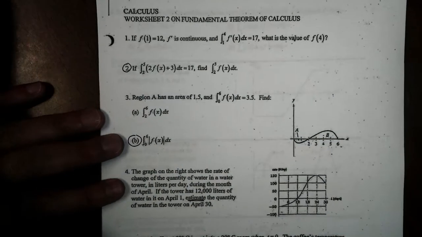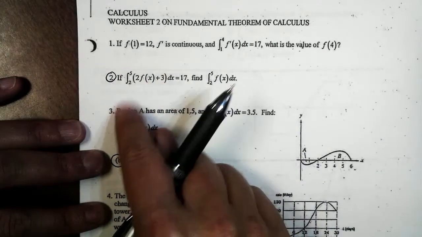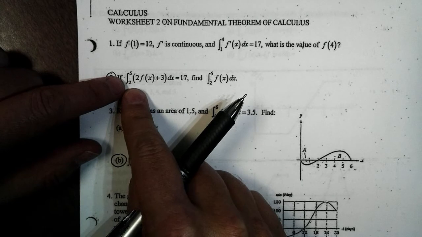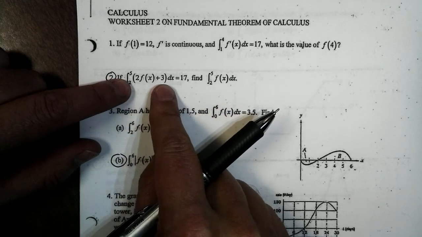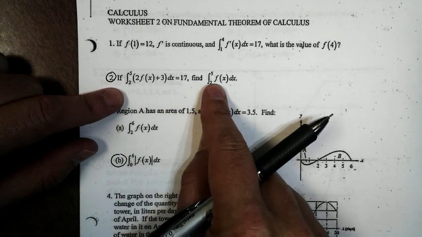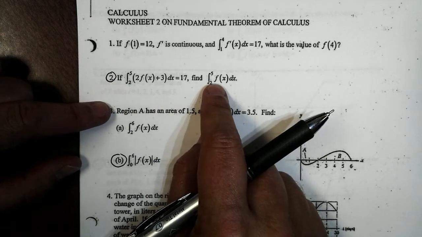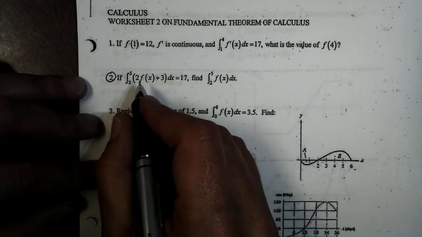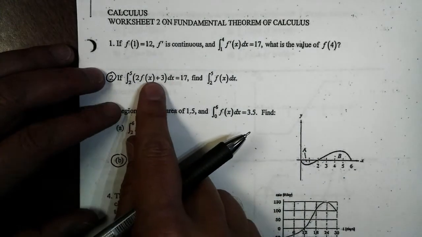Alright, so let's take a look at question number 2 first. Now, this looks kind of weird. The area from 2 to 5 of 2f of x plus 3 is 17. And they just want to find out what is the area from 2 to 5, just what is the original function equal to. So although it looks confusing, this is really just like an algebraic problem.